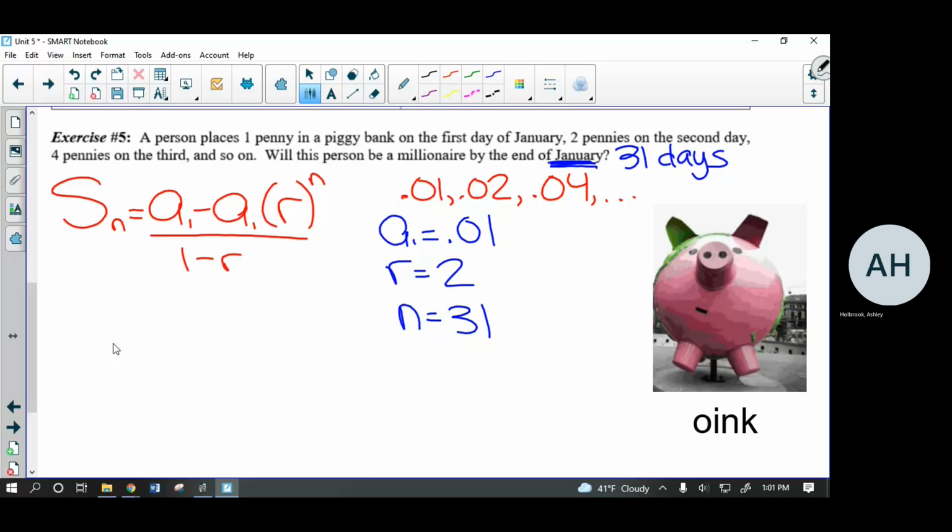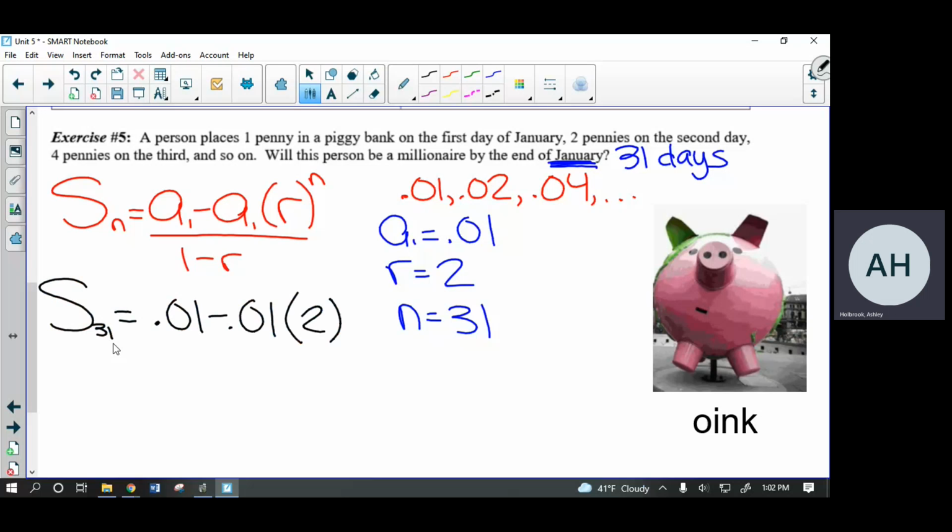February is random every year. No, it's not random every year. They probably wouldn't do February because it could depend on the year, on a leap year. Anyway, I have all this information. Let's find out if this dude's a millionaire. So S sub 31 equals, my first term was 0.01 minus 0.01 times 2 to the 31st over 1 minus 2.